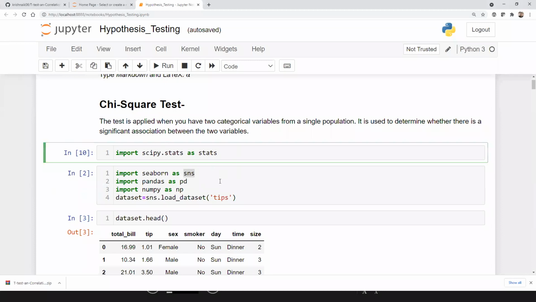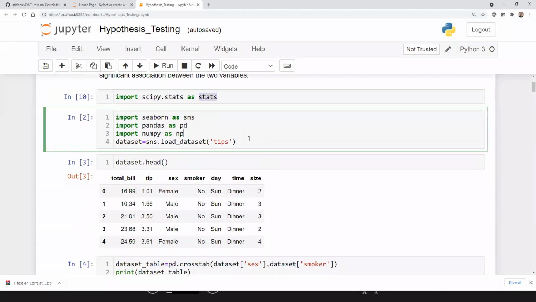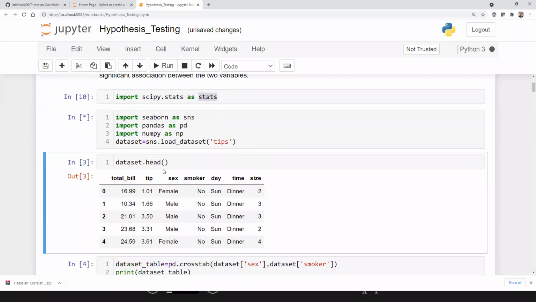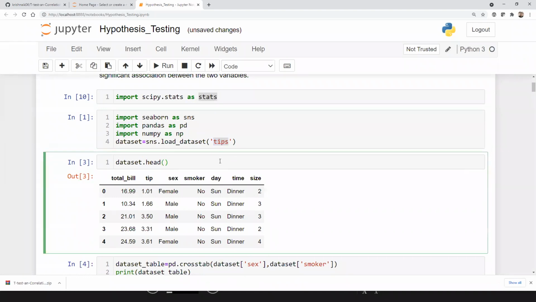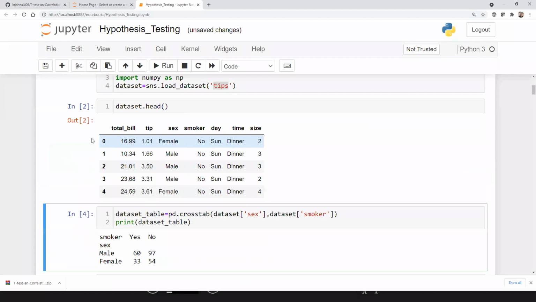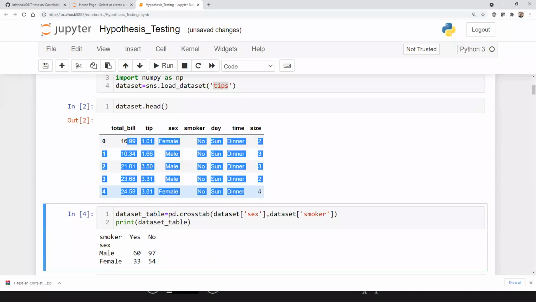Now see this. First of all, we are importing the stats library, because all the tests like Z test, T test, chi-square test, ANOVA test are present inside the stats library. Now here we are going to import the dataset called tips, and the tips dataset looks something like this. Okay, 16.99. This is my tips dataset.